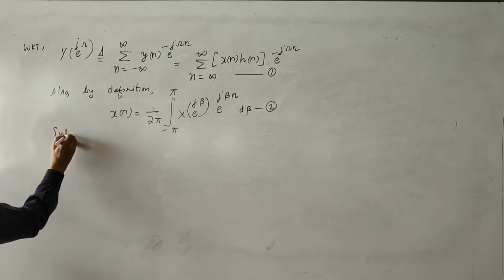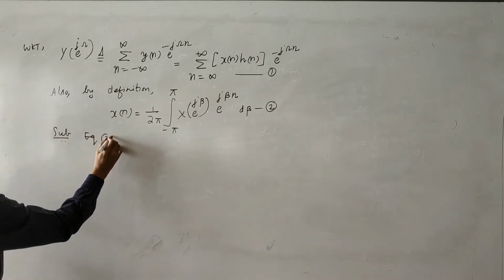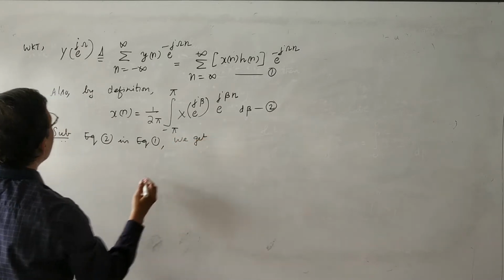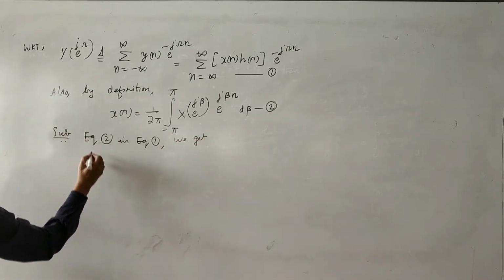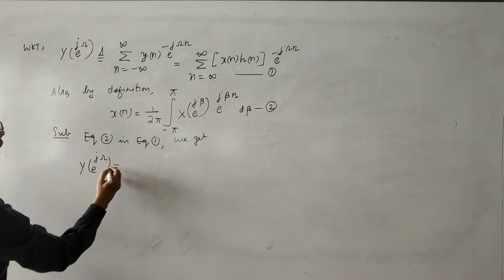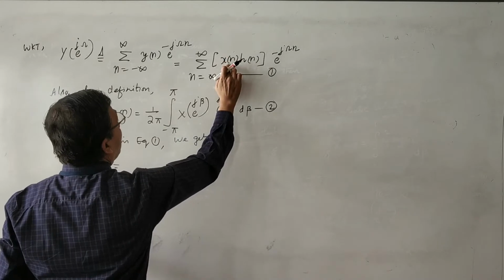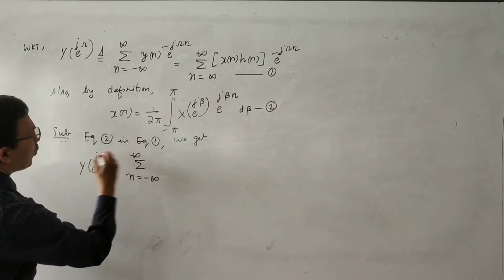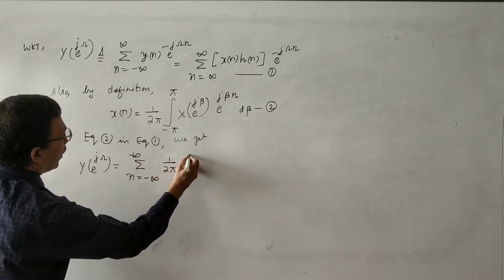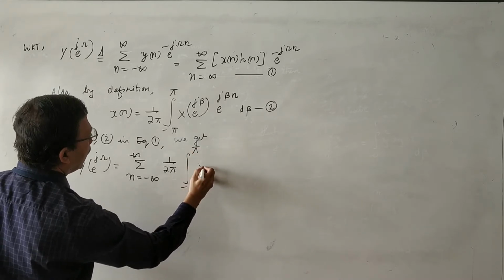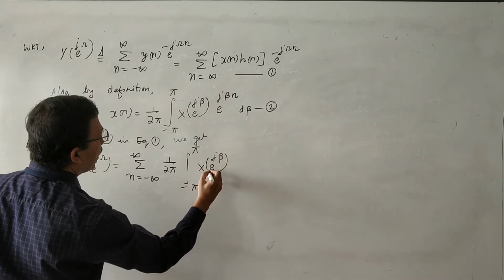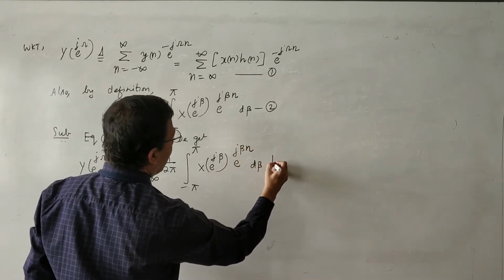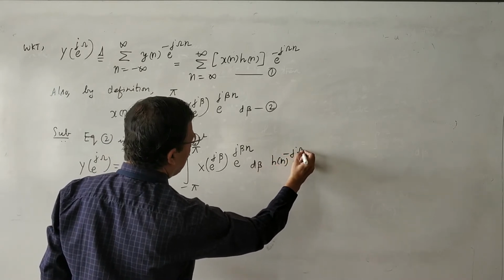Substituting equation 2 in equation 1, we get y of e power j omega equals, this x of n is replaced by this integral, summation n equals minus infinity to plus infinity 1 by 2 pi integral minus pi to plus pi x of e to the power j beta into e to the power j beta n d beta into h of n into e to the power minus j omega n.